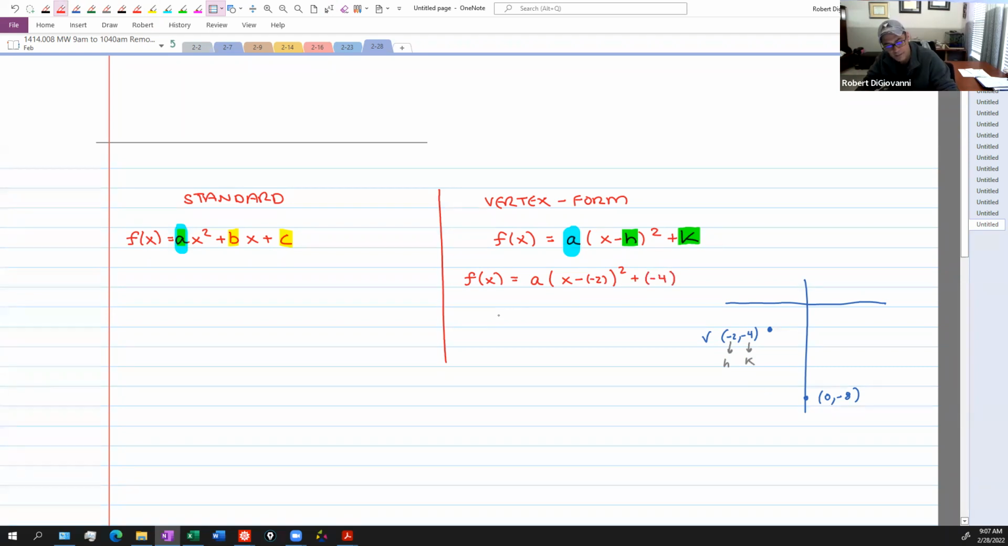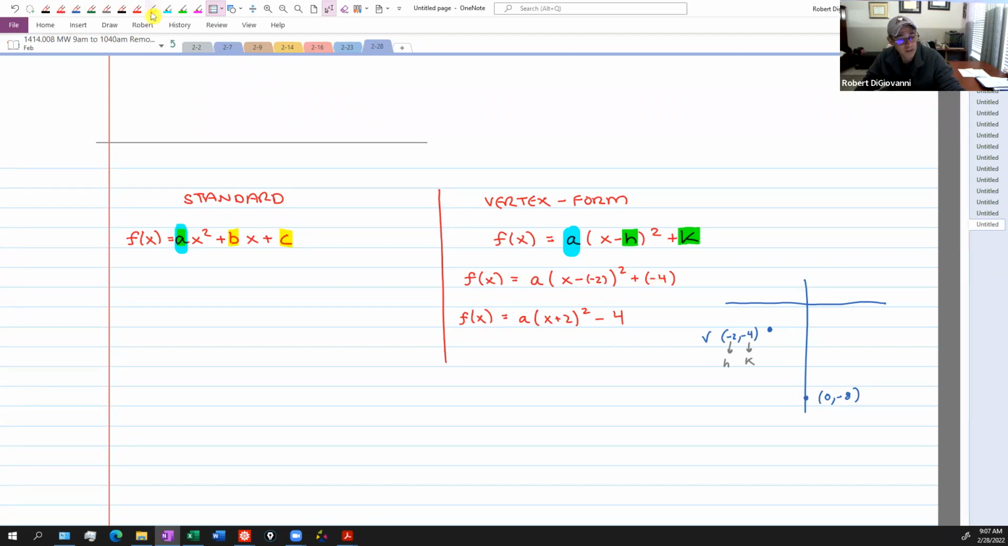Okay, so let me clean this up. This means that the function f of x equals a, and then the minus becomes plus, so (x plus 2) squared, and then I can just put -4 since I'm adding a negative number. Is that clear so far?